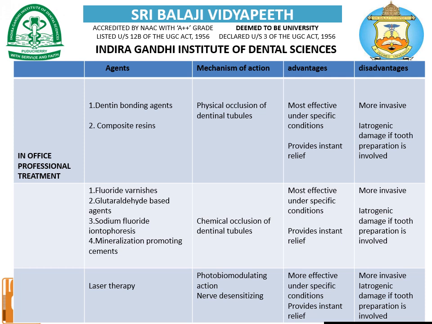Fluoride varnishes, glutaraldehyde-based agents, sodium fluoride, iontophoresis, mineralization promoting cements. Mechanism of action: chemical occlusion of dentinal tubules. Advantages: most effective under specific conditions, provides instant relief. Disadvantages: more invasive, iatrogenic damage if tooth preparation is involved.